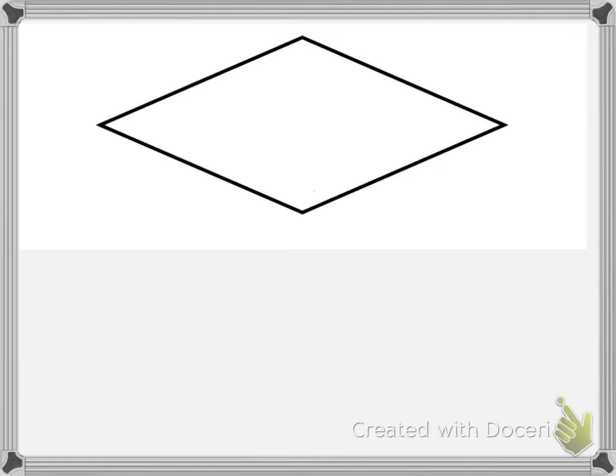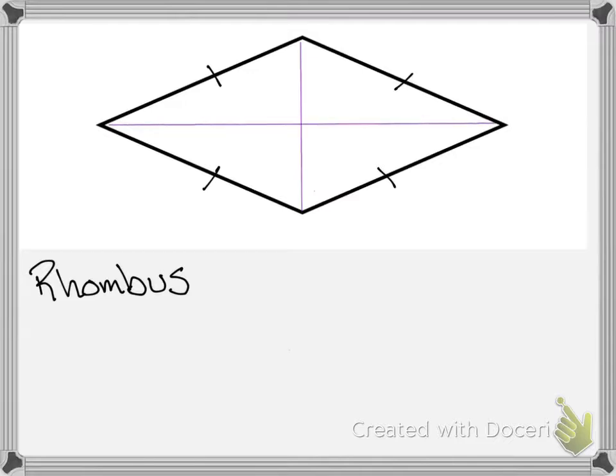Sorry, not a kite. This is a rhombus. Here's my rhombus. If you remember, a rhombus has 4 congruent sides. All the sides here are congruent, and the diagonals are perpendicular. So if I draw this one diagonal in, and this other diagonal in, they are perpendicular. They intersect here at a 90-degree angle.